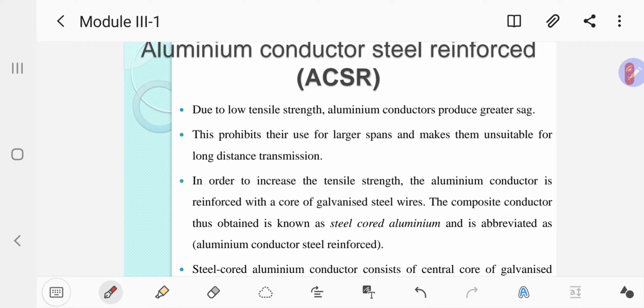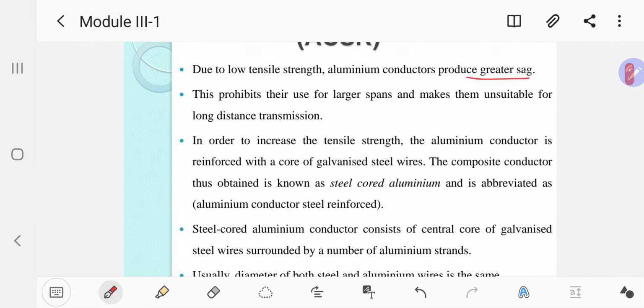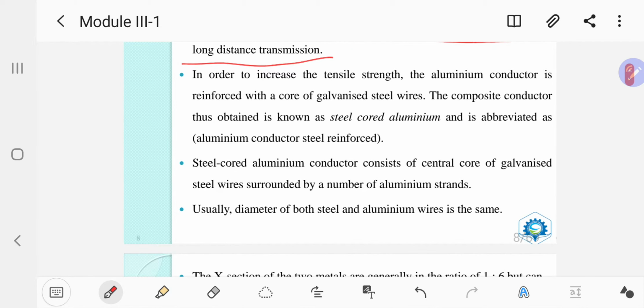Now we are going to study another new important conductor, which is known as aluminum conductor steel reinforced. We studied that there are some disadvantages for aluminum. Due to its low tensile strength, it has greater sag, so it is unsuitable for long transmission lines. In order to increase the tensile strength, we will go for another new method, known as steel cored aluminum or aluminum conductor steel reinforced.